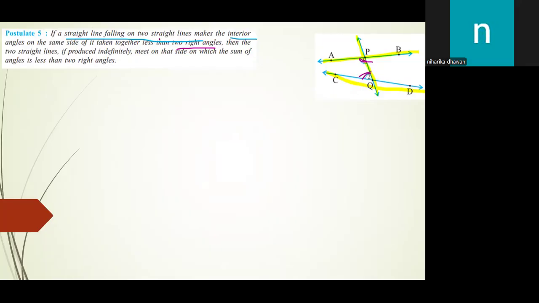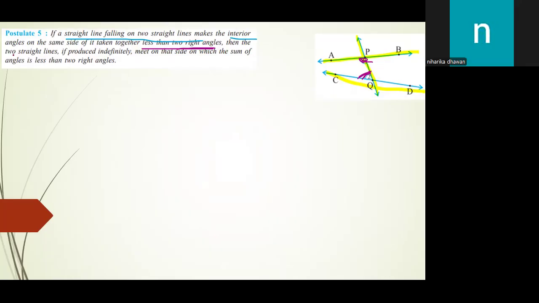So let's read these lines again. If a straight line falling on two straight lines, PQ is falling on AB and CD, makes the interior angles on the same side of it taken together less than two right angles. It means these two angles are obviously not equal to 90 degrees, as we can see in the figure. So if we find the sum of these two angles, it will be less than two right angles. Each right angle is equal to 90 degrees, so two right angles means 180 degrees. Since these two angles are not equal to 90 degrees, their sum will be less than 180 degrees.